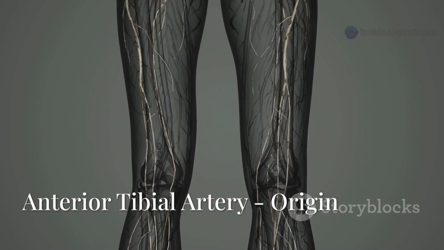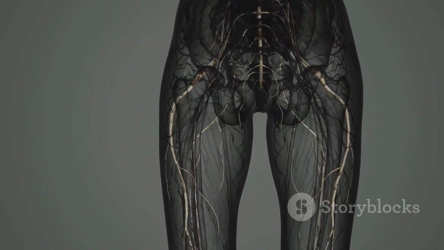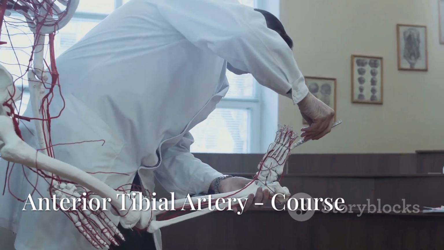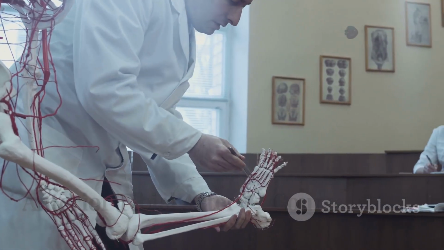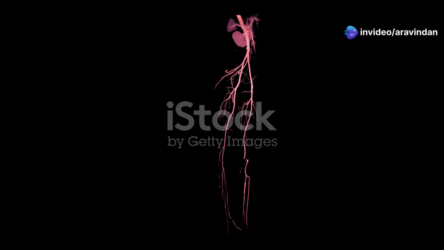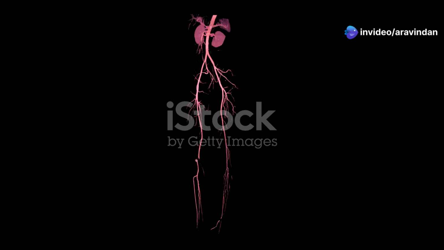2. Anterior tibial artery. Origin: branch of the popliteal artery. Course: passes anteriorly through the interosseous membrane, travels down the anterior compartment of the leg, becomes the dorsalis pedis artery on the dorsum of the foot.